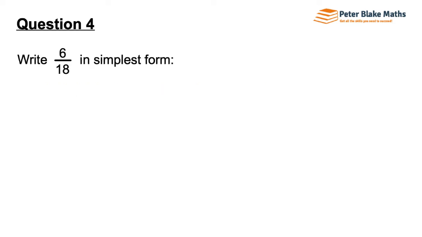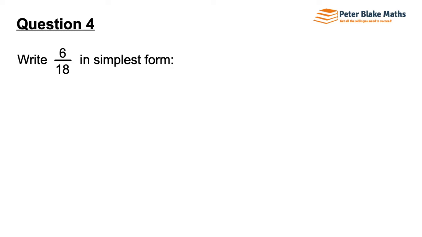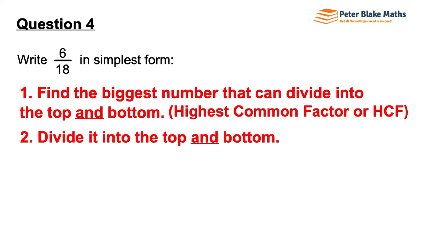Question 4. Write 6/18 in simplest form. We're looking to find the biggest number that can divide into the top and the bottom, known as the highest common factor, and then we're going to divide that number into the top and bottom. So we've got 6 over 18. Can you spot the biggest number that can go into 6 and 18?